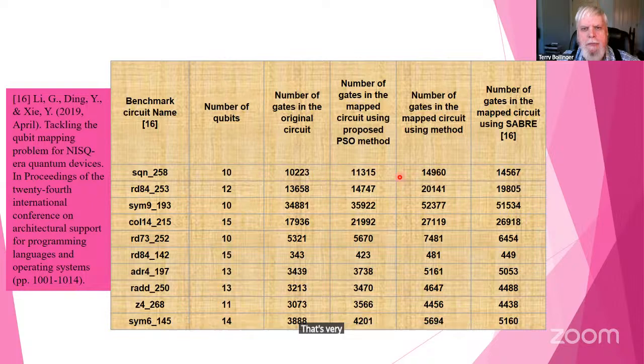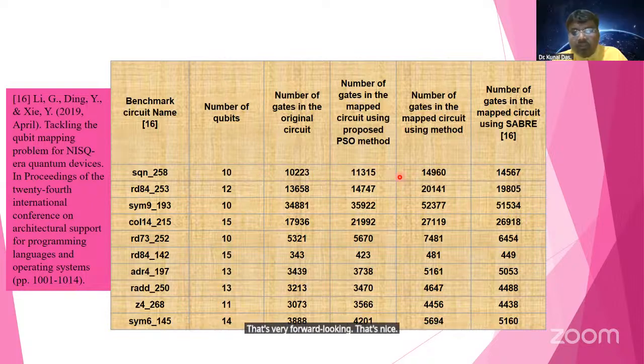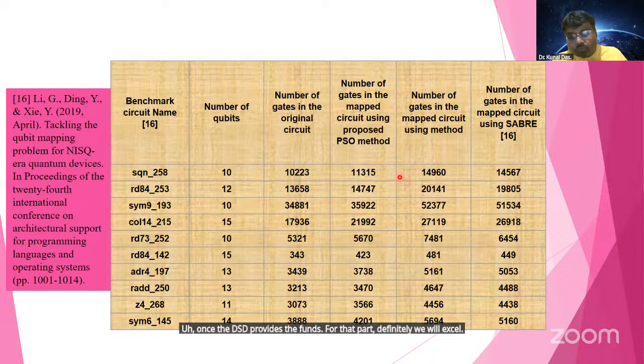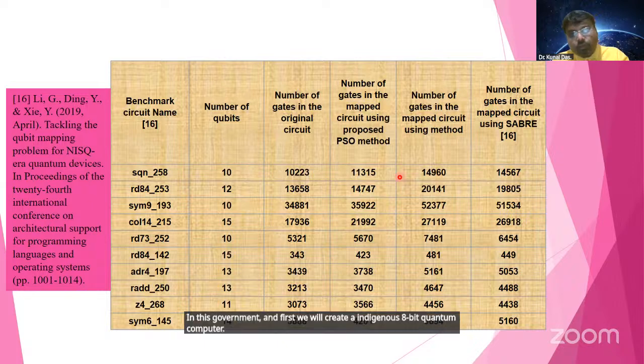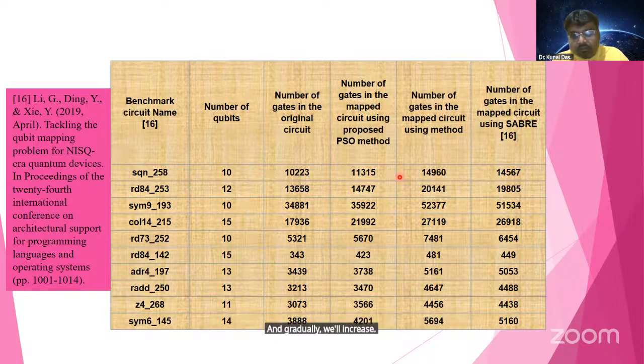That's very forward looking. That's nice. Yeah. We are actually looking for funding, which is being provided by the DST. Once the DST provides the funds for that part, we will definitely excel in this domain. First we will create an indigenous 8-bit quantum computer, and gradually we'll increase the size of the qubits. Thank you. And I need collaboration with the entire world.